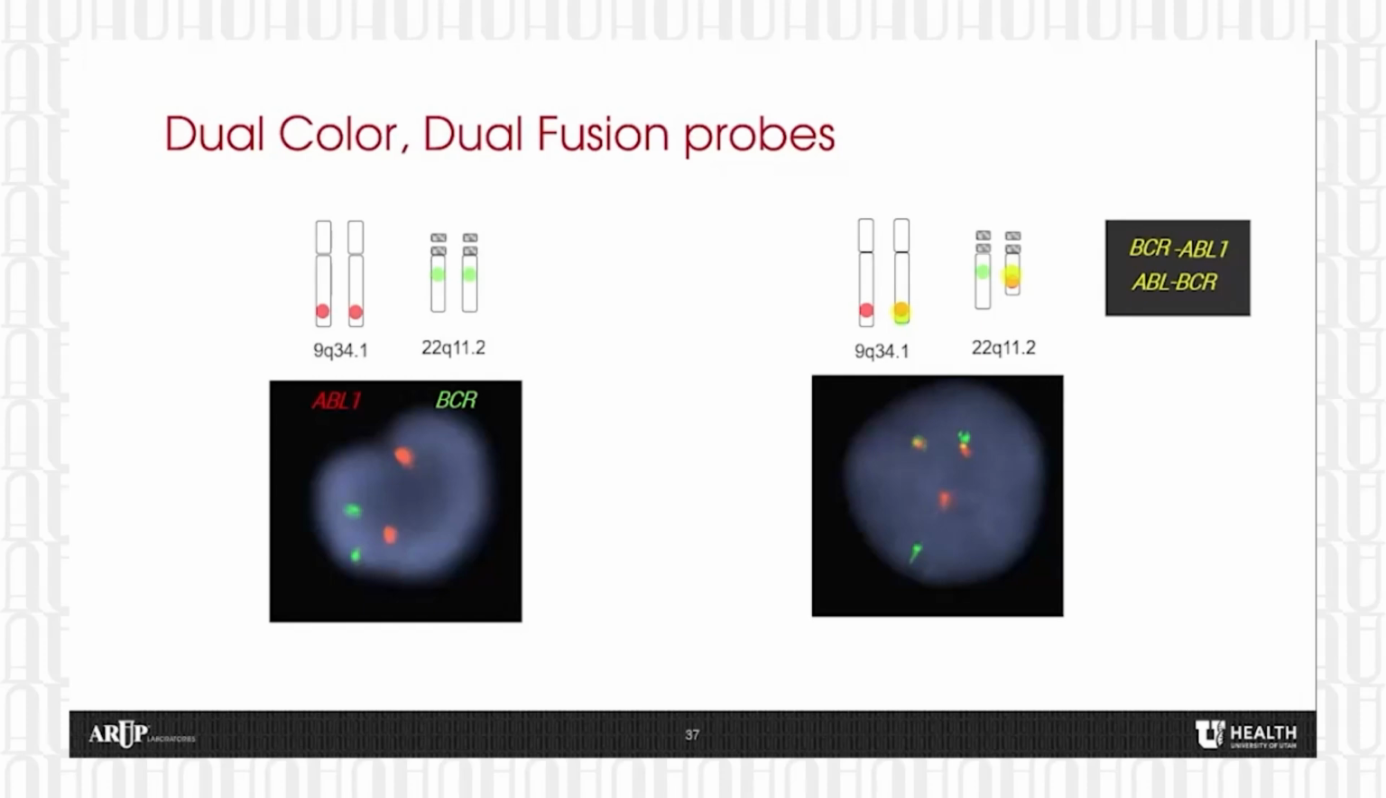Okay, so the other probe technology is dual color, dual fusion, which is exactly the opposite of the break-apart probe. So you have a probe for each gene on different chromosomes, and in a normal situation you have 2 signals of each, 2 red, 2 green in this example. And if the translocation has occurred, they get close together, and then you get 2 fusion signals, 1 red and 1 green. And the advantage of this probe strategy is that it'll give you information about the partner chromosome in the translocation.